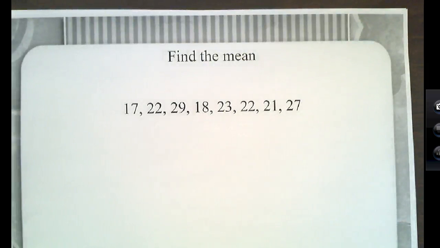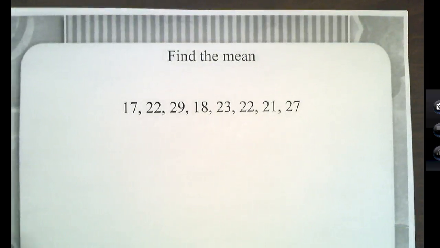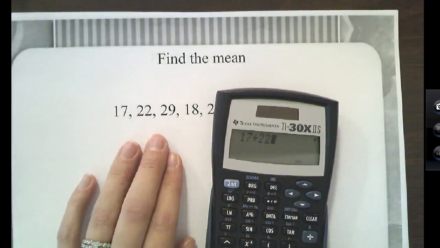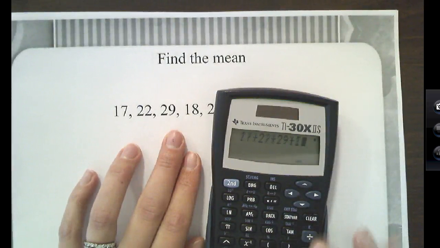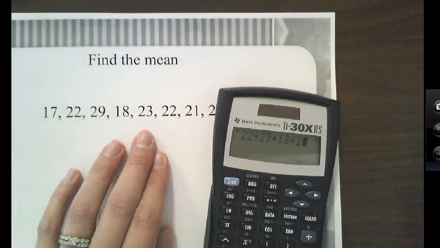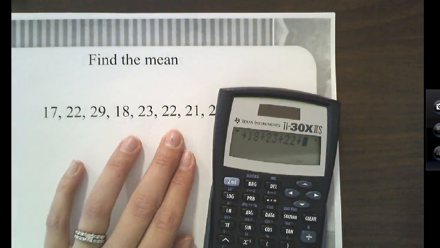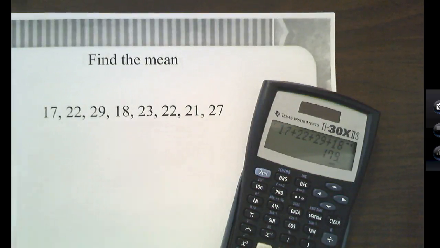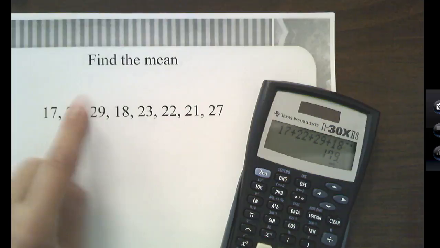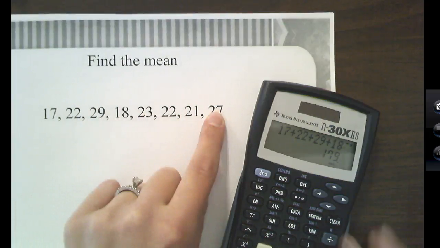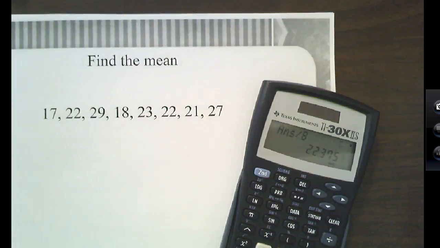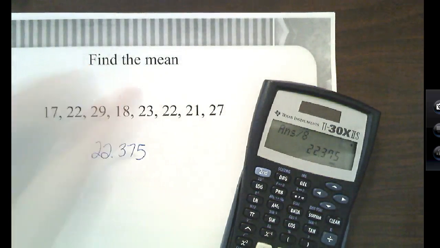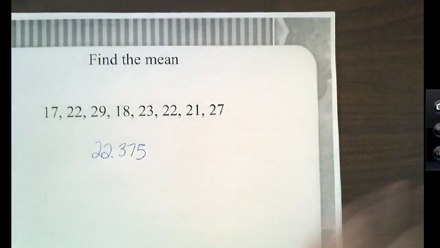So we have to find the mean. For the mean, you have to add up all the numbers. So 17 plus 22 plus 29 plus 18 plus 23 plus 22 plus 21 plus 27. And divide by the number of numbers. 1, 2, 3, 4, 5, 6, 7, 8. So divide by 8. And you get 22 and 375 thousandths for that one there.